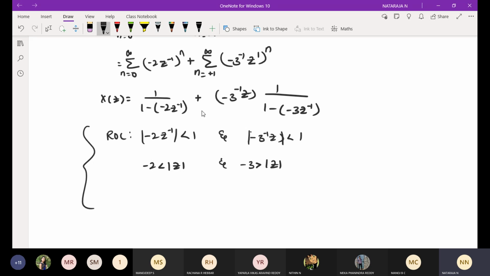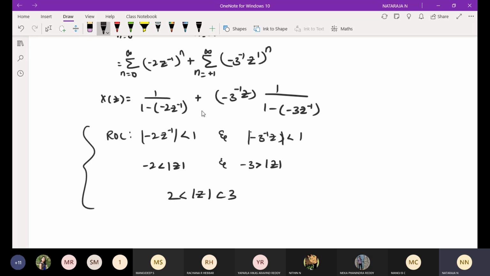Okay, why? Because it is 3 inverse, z by 3 we will get. Minus 3, z I am going to send to the right side, so that 3 is greater than magnitude of z. It means that my z will vary from 2 to 3.